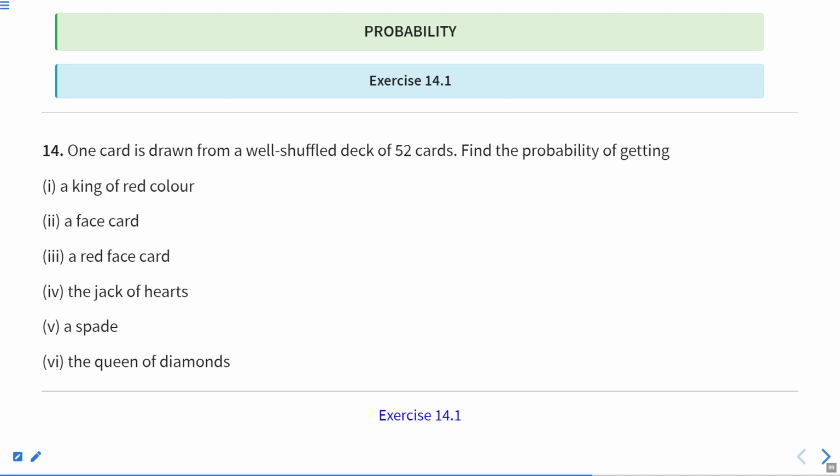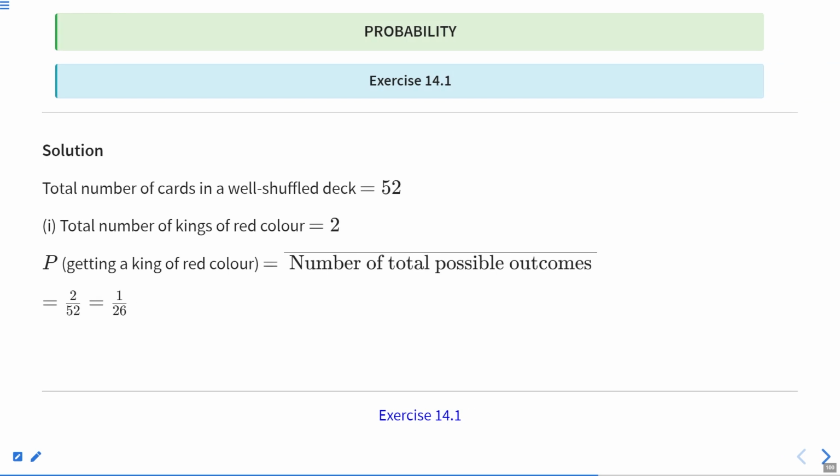In question number 14, one card is drawn from a well shuffled deck of 52 cards, and we need to find the probability of getting a king of red color, a red face card, the jack of hearts, and a spade, the queen of diamonds. First of all, we'll find the probability of getting a king of red color. Total number of cards in a well shuffled deck is 52. Do you all know about this? So first of all, we'll find the probability of getting a king of red color.